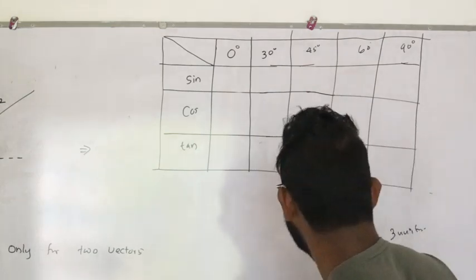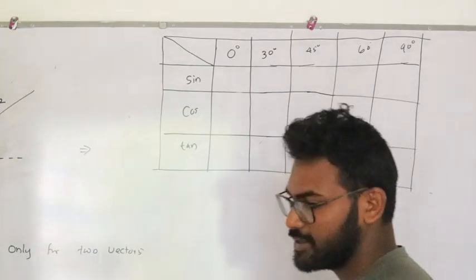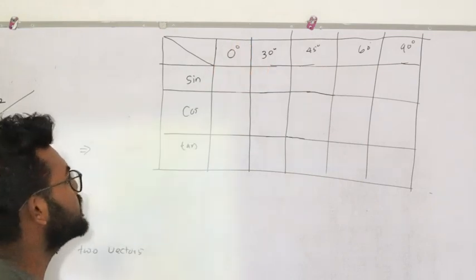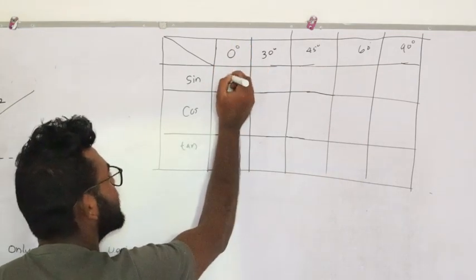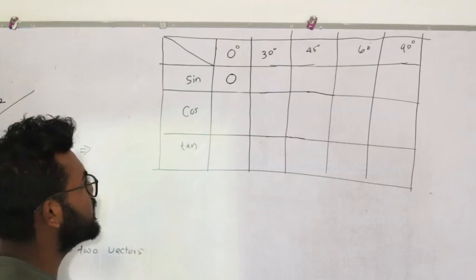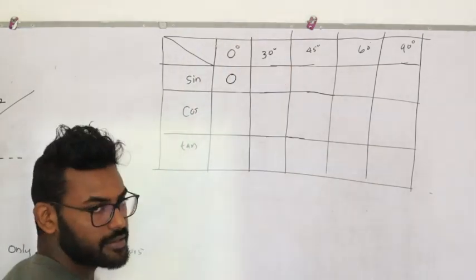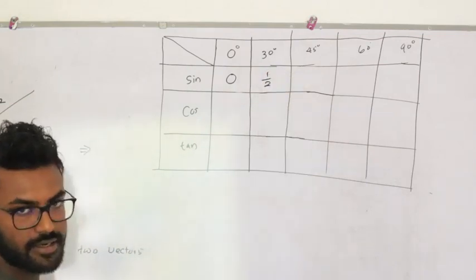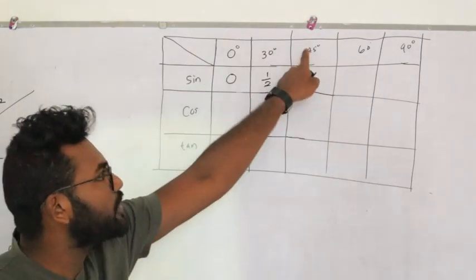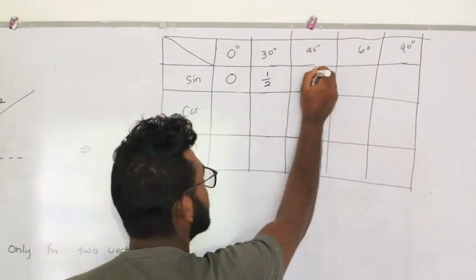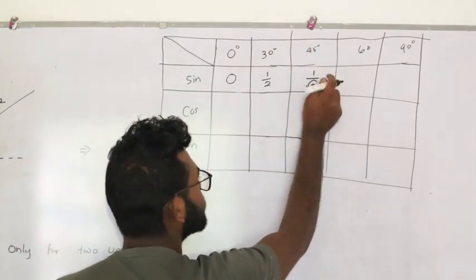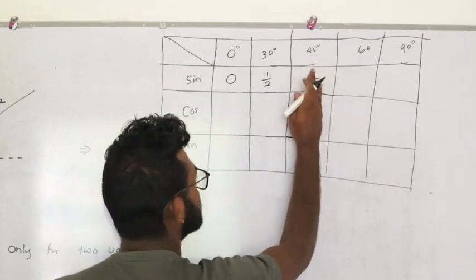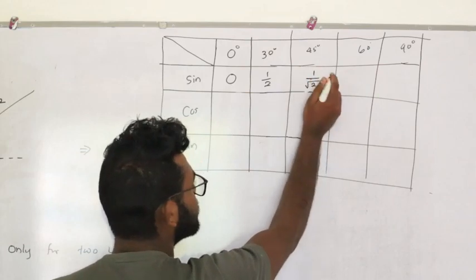Okay, so now we're gonna fill up this table. How we gonna fill it? Sine 0, the value of sine 0 is 0. Sine 30 is 0.5, which means half. We are remembering with the fraction. Then sine 45, that is 1 over root 2.